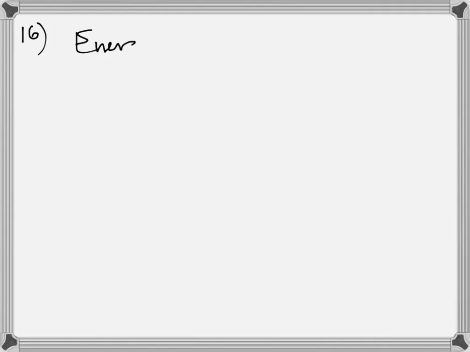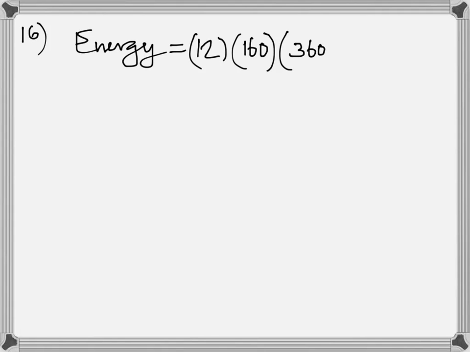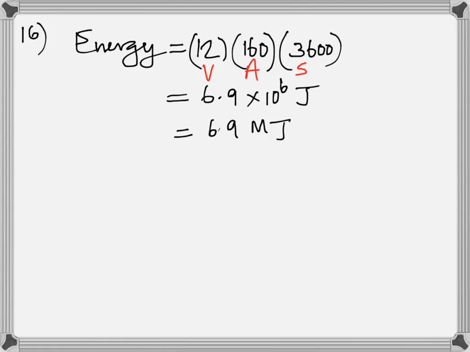Okay, number 16. Energy is VI times time. I did not write the formula, but I put the units. Voltage times current multiplied by time in seconds. 1 hour is 3600 seconds. 6.9 megajoule.